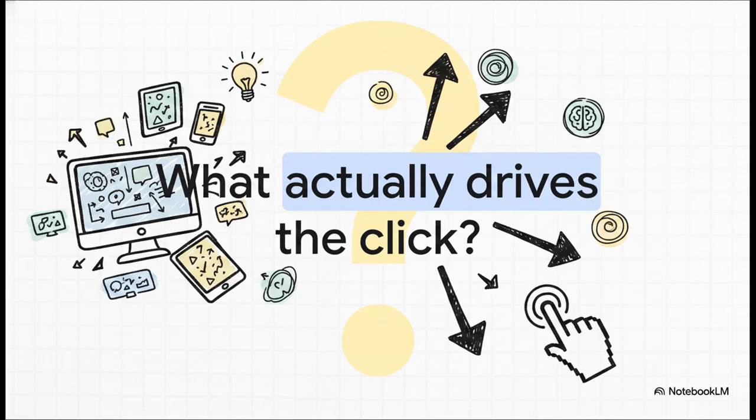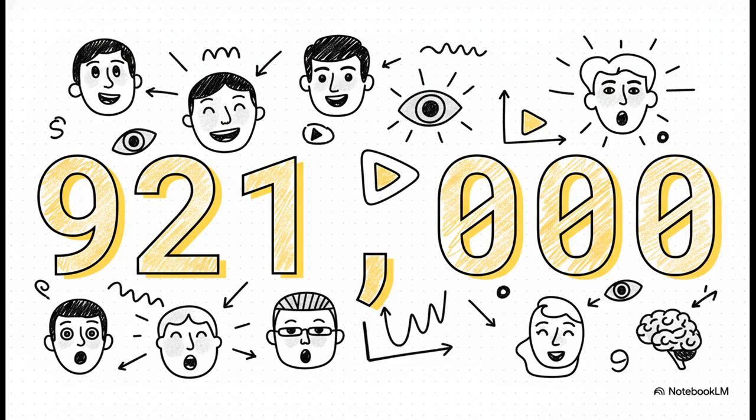You know, it isn't random. It is a highly engineered moment of visual communication. Now, wrap your head around this number, 921,000. According to research over at Amplifier, that is the staggering number of extra average views that thumbnails featuring human faces get compared to those without them.